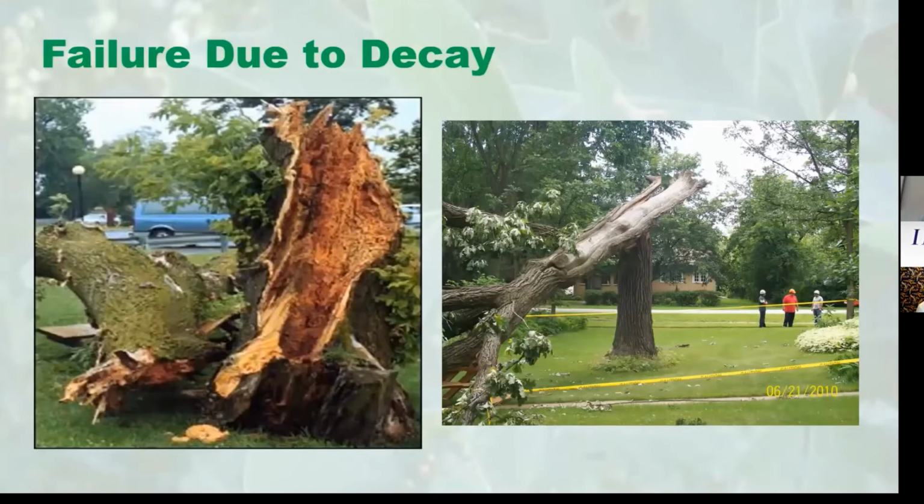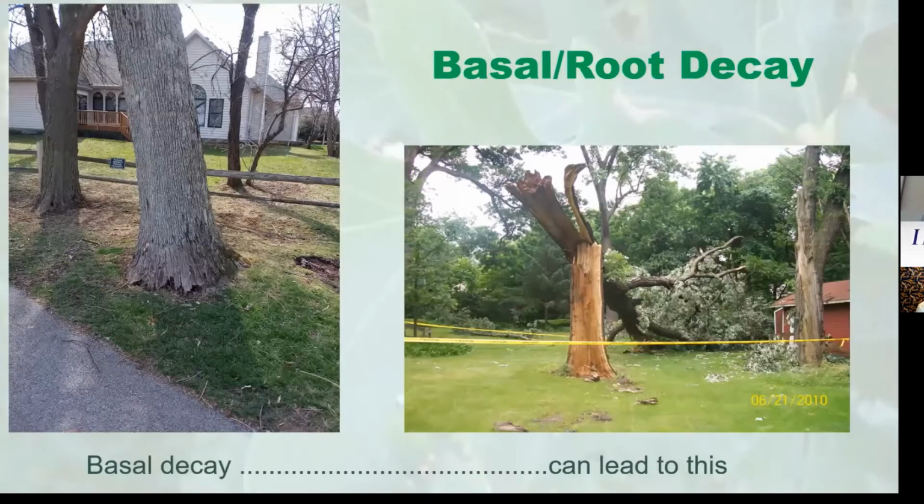We've all seen these types of tree failures. One thing to especially look out for is basal root decay. If you look at the tree on the left, you see how that tree is decayed. About 40% of the base of the tree has no roots supporting it.